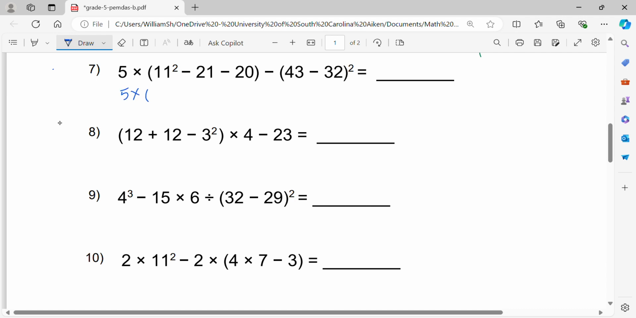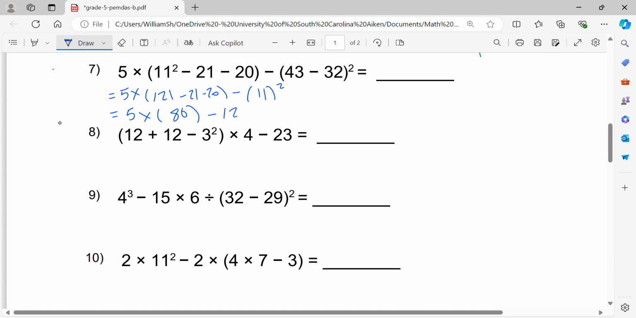Okay. So I have 5 times. I'm going to handle the inside of this parentheses first. 11 squared is 121 minus 21 minus 20, close parentheses, minus, and I'll handle the inside of this parentheses as well. 43 minus 32 should give us 11. Still need to handle a lot of stuff inside this other parentheses. So I have 5 times 121 minus 21 gives us 100. Minus 20 gives us 80.